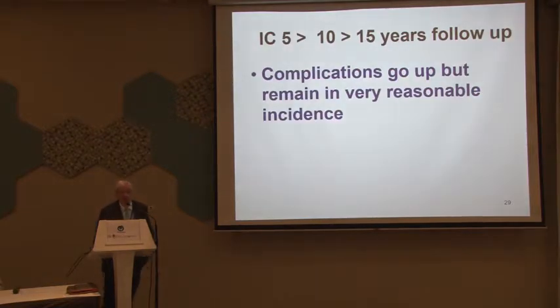And you see, if you follow patients on intermittent catheterization from 5, 10 to 15 years, you will see complications, most of them in the urethral canal, but in a very reasonable incidence, which is lower than 20% in 15 years. So it's acceptable, okay? But saying there are no complications is not true.